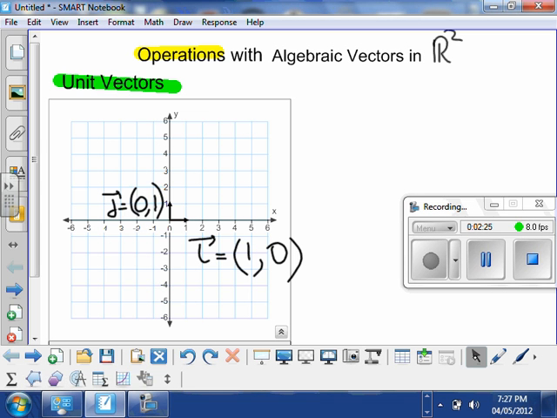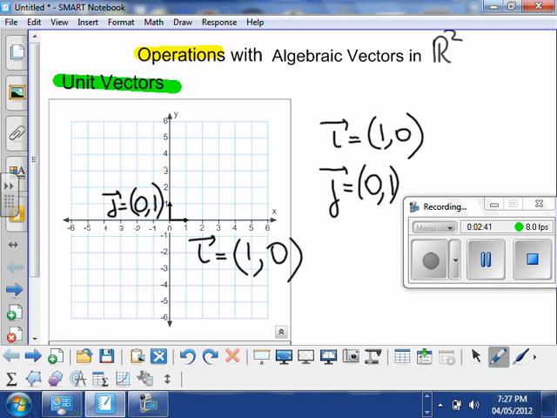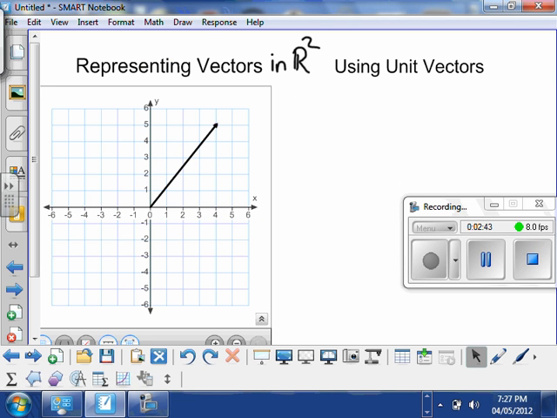So far, so good. Okay, now, why did I do that? Why did I introduce these two position vectors? i along the x-axis, 1 and 0, j along the y-axis, 0 and 1. Because from this point on, I will be able to represent any vector in R squared using these two vectors.